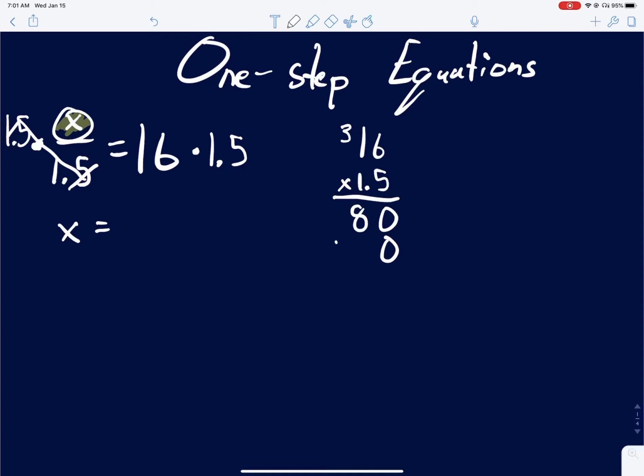And we know 16 times 1 is just 16. So 0, 8 plus 6 is 14. So drop the 4, carry the 1. We have 240, but that doesn't sound right. That's right, we have one spot past the decimal place, so this is going to be 24.0, which is just 24.